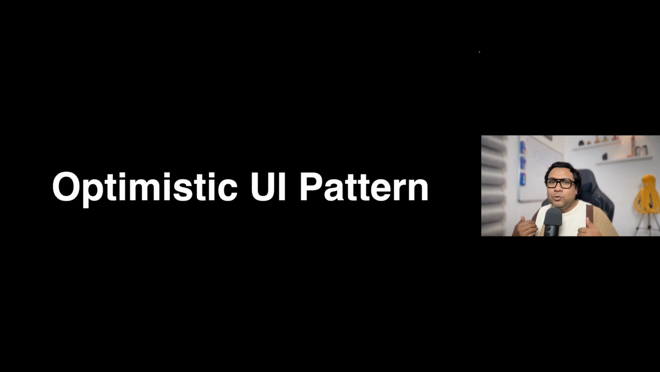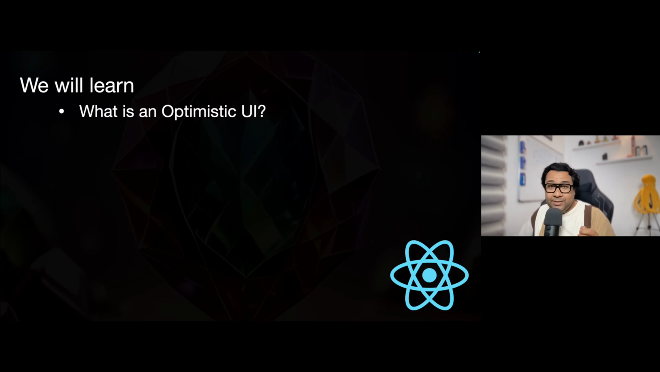Along with that, we'll also understand a few edge cases, error scenario handling, because it is very important that with optimistic UI pattern, you also know how to handle errors and how to do rollbacks. Let's quickly see what we are going to learn today. We're going to learn what is an optimistic UI. That's the first thing. That's how I'll introduce the optimistic UI pattern to you.